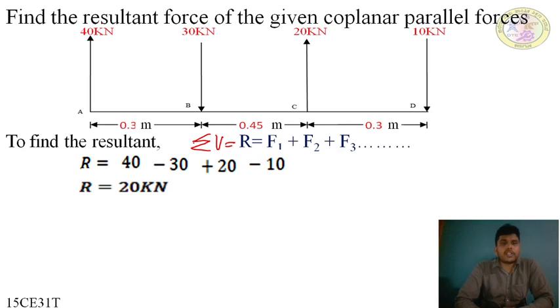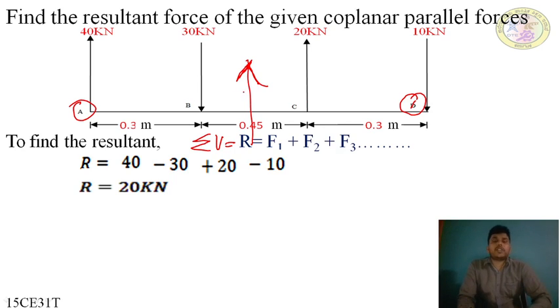20 kilonewton. Now the resultant has the direction upwards. We don't know the distance where it is lying. It may be lying from A to D. Within A to D, it will be lying anywhere. We have to calculate exactly where the resultant force acts. Now we know the magnitude of the resultant is 20 kilonewton, but we don't know where it lies between A and D.